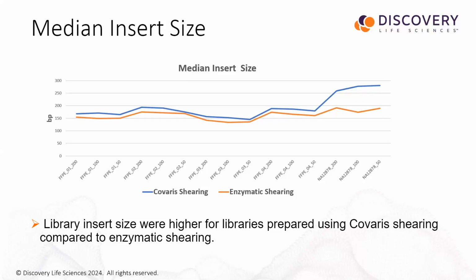But what we can clearly see over here, especially if you look into the NA12878 samples, which is the platinum genome sample, is that there is a much tighter control over shearing using the Covaris, where we can consistently target for a bigger insert size as compared to the enzymatic shearing samples.